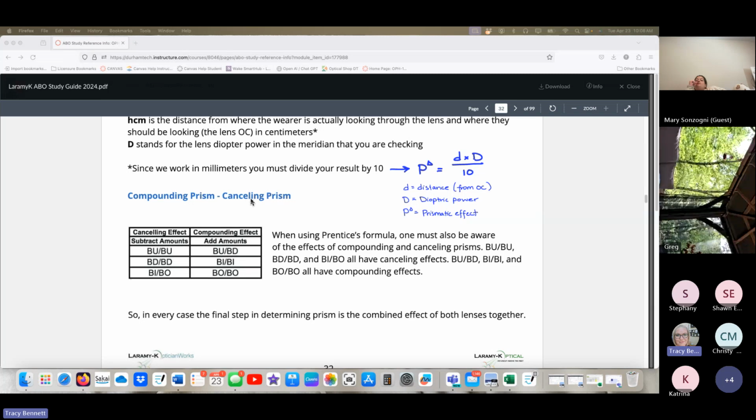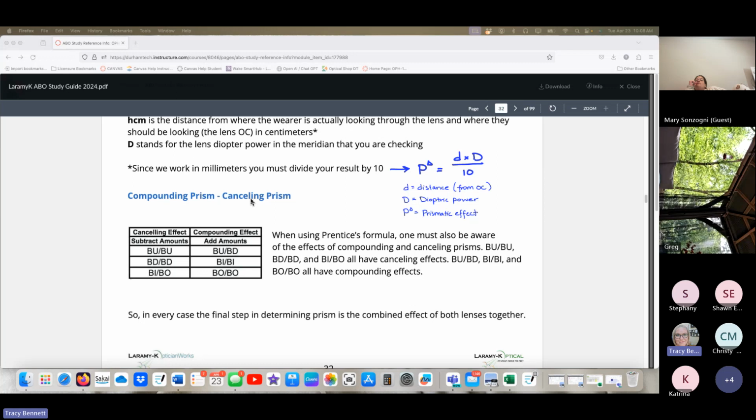So if you've got base up and base up, those are going in the same direction. So the eyes are headed both up, so those would be a canceling effect. Base down and base down, those are headed in the same direction. Those are a canceling effect. And for horizontal, it's opposite. The opposite of base in and base out is what causes a canceling effect.